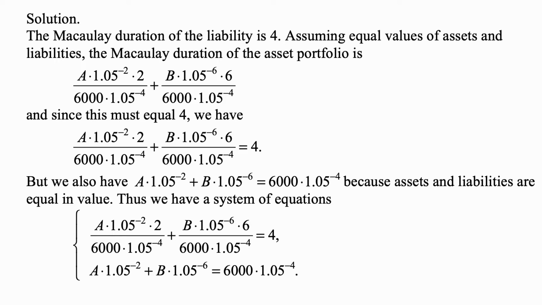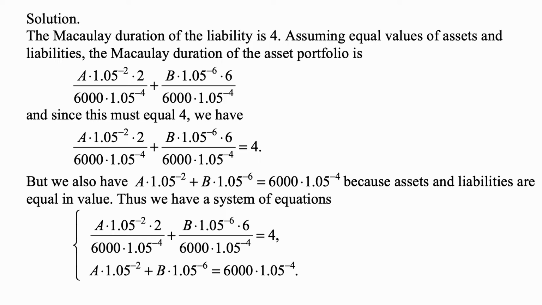And therefore the Macaulay duration of the asset portfolio is A times 1.05 to the negative 2 divided by 6,000 times 1.05 to the negative 4, times 2, plus B times 1.05 to the negative 6 over 6,000 times 1.05 to the negative 4, times 6, the weighted average time until payment. And since this must equal 4, we have the equation that this expression is equal to 4.